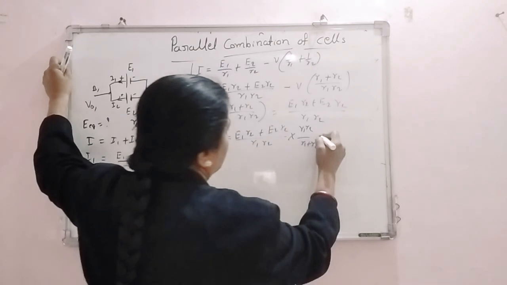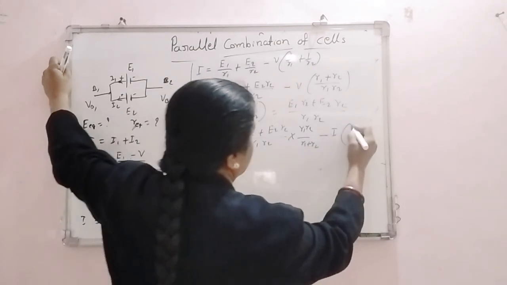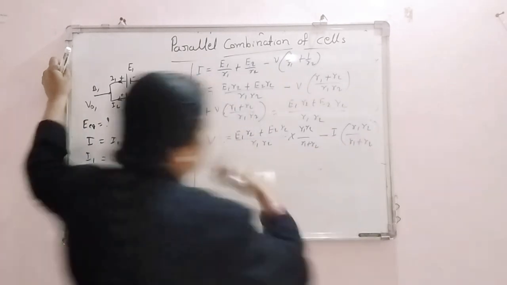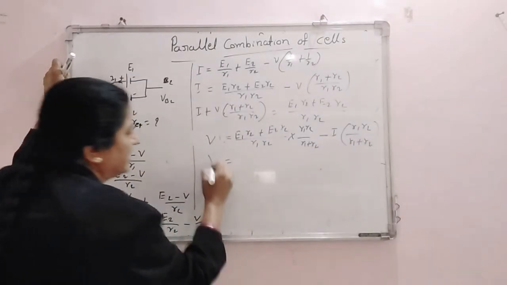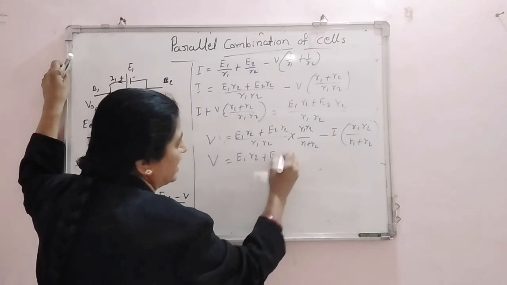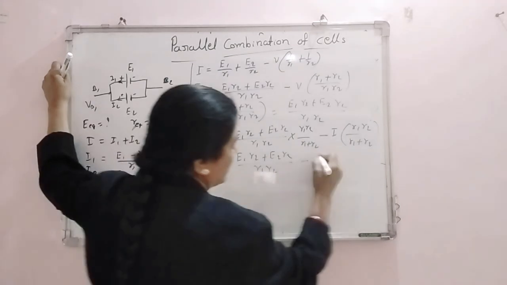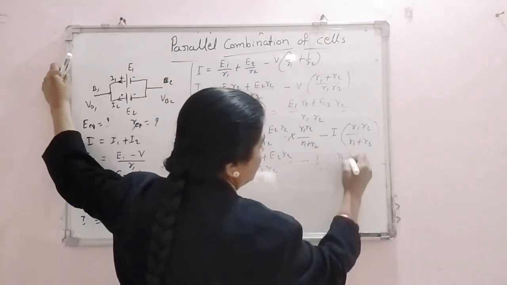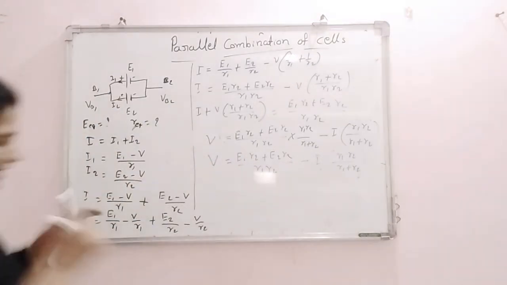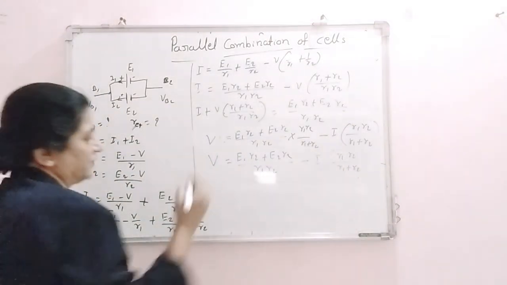And here minus I into R1 R2 upon R1 plus R2, which means you will get V is equal to (E1 R2 plus E2 R1) upon R1 R2 minus I into R1 R2 upon R1 plus R2. We have an equation, that is the EMF of the circuit.